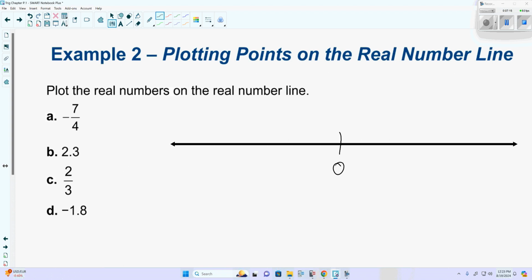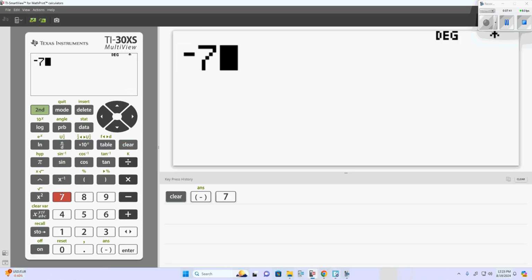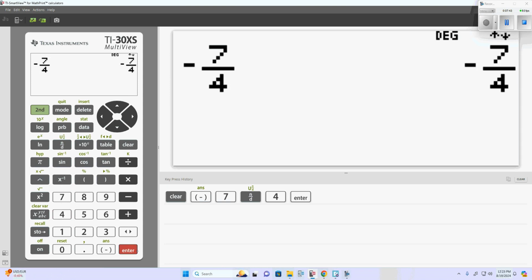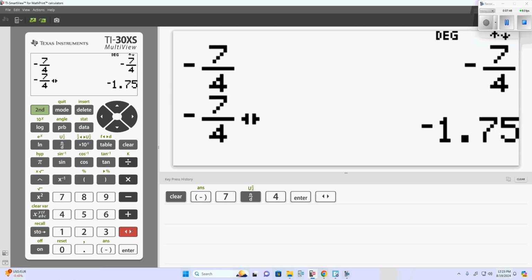Well, there's 0. And -7/4. So this could be -2, so -7/4 is going to be somewhere close to -2. Now we could change -7/4 into a decimal if we want to make it a little bit easier. -7/4 is approximately -1.75, so we're close to -2.